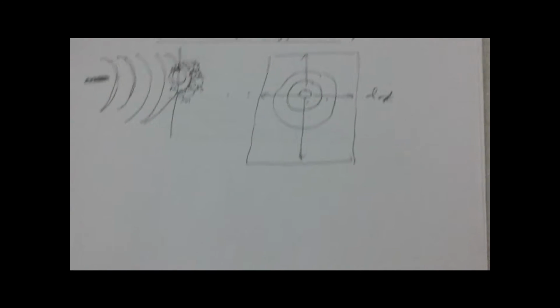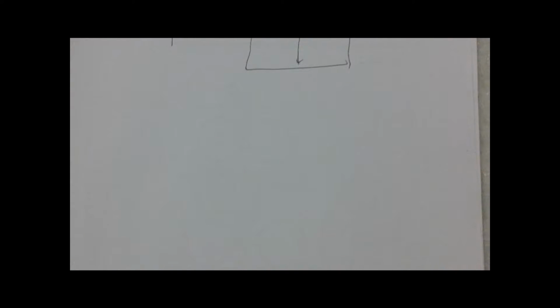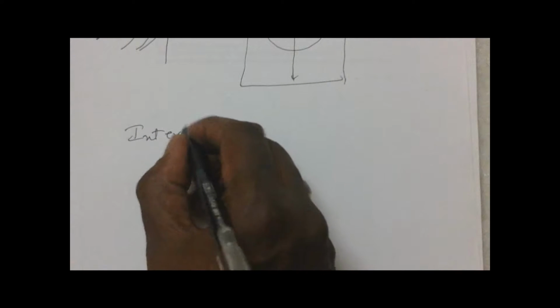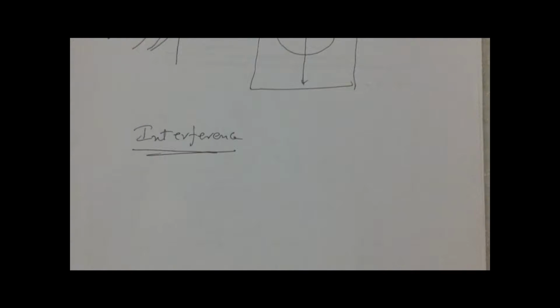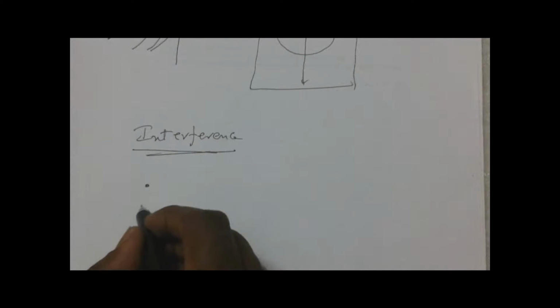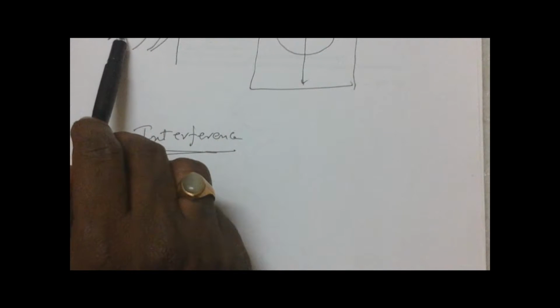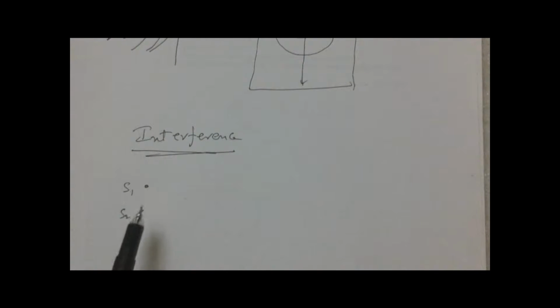Now if you go to discuss interference, in this interference we have to have two coherent sources, S1 and S2. Directly we have to take two coherent sources, not a single source. Here we had a single source, but here we should have two different sources.